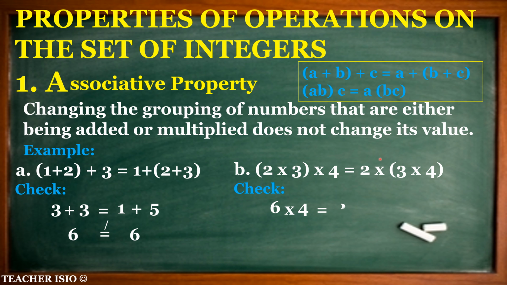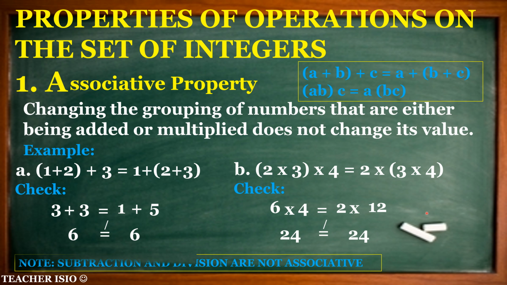equals, bring down 2 times, let's simplify, what is 3 times 4? We have 12. 6 times 4, we have 24. 2 times 12, we have 24. Okay? So, as you can see, this 24, yung nasa right side and nasa left side ay parehas 24. So, ibig sabihin, equal sila. So, this is an example of associative property.